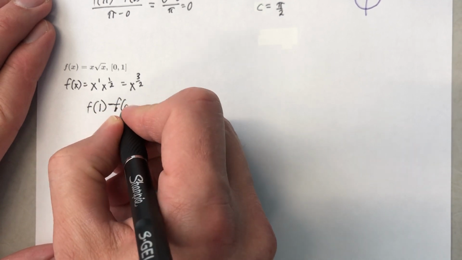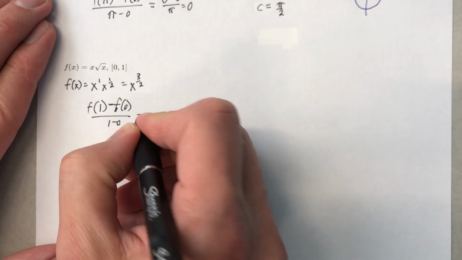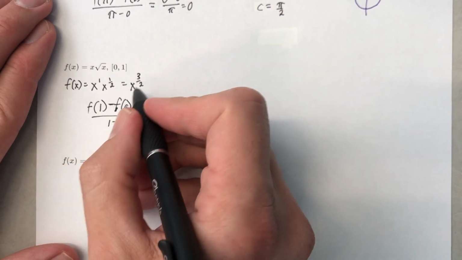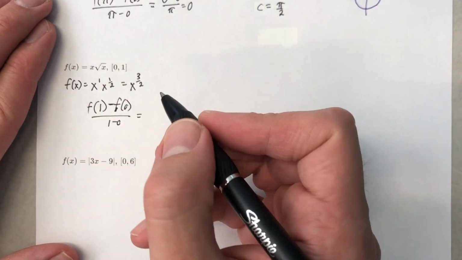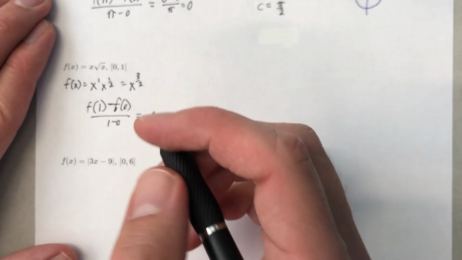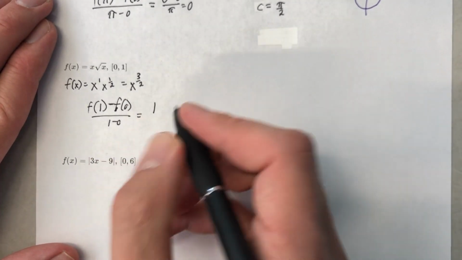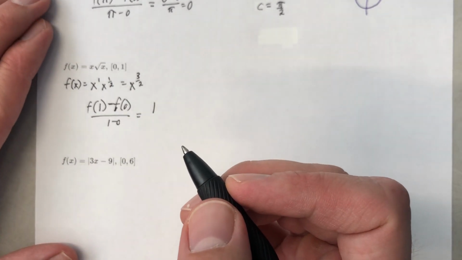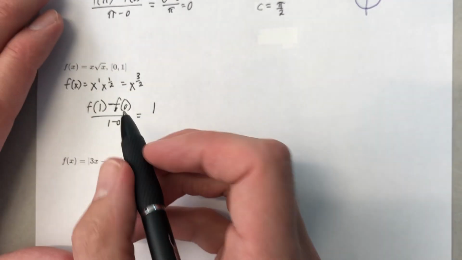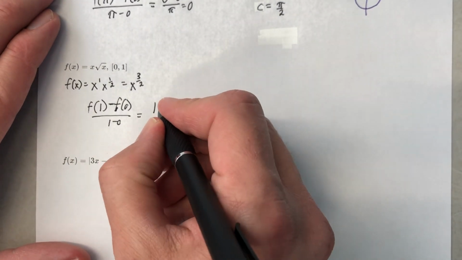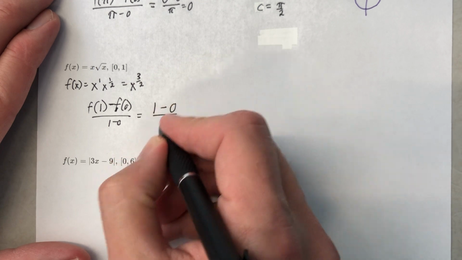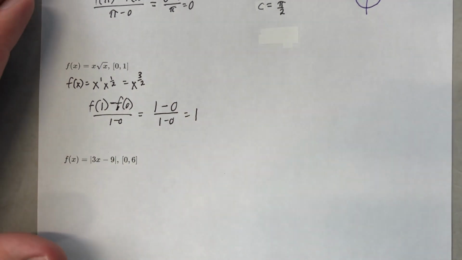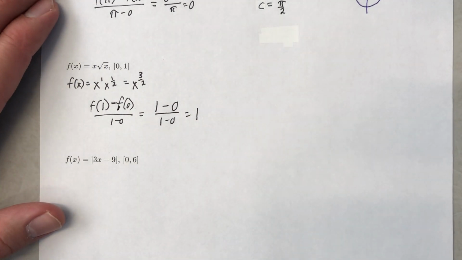f of 1 minus f of 0 over 1 minus 0. And so 1 to the 3/2, well, 1 to whatever other than infinity, is equal to 1. And no one knows what 1 to the infinity is. It's one of those L'Hopital issues. 0 to the whatever is 0. And then 1 minus 0. So this is equal to 1. I don't know whose theorem that is. We'll just call it the mean value theorem.